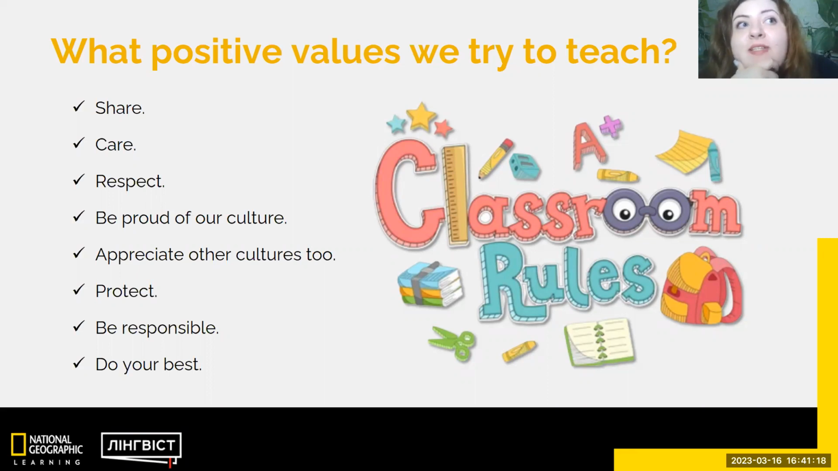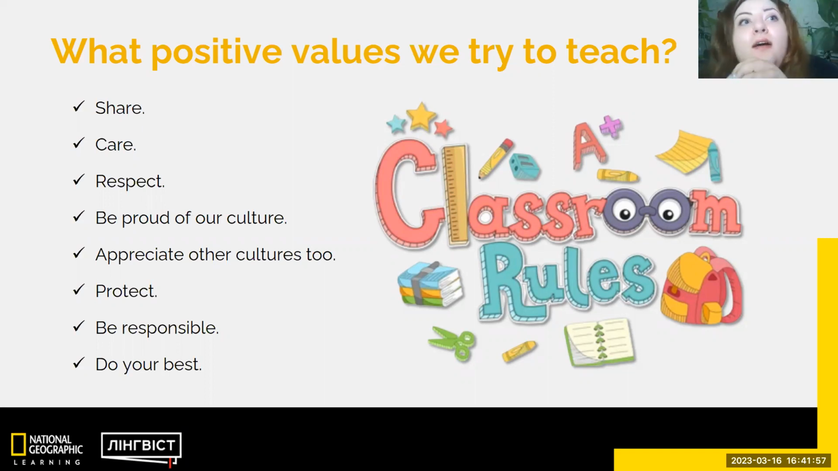But the better variant is that we agreed. Yes, it's like signing a contract that I as a teacher and they as students would be doing the same. If I say we respect, it means I respect my students, they respect me, and we respect everyone who's coming to our classroom. So they create this friendly environment that can help us to be together. Okay, I share, I care, I respect.